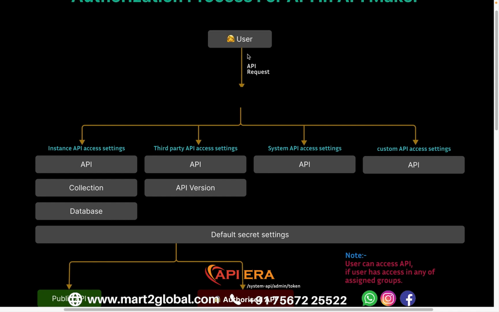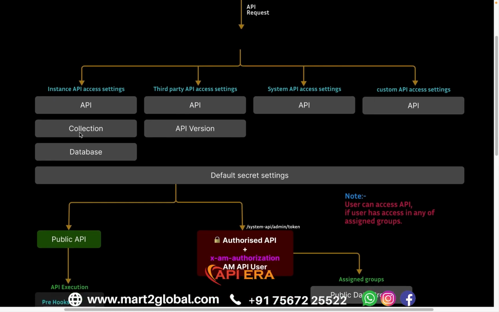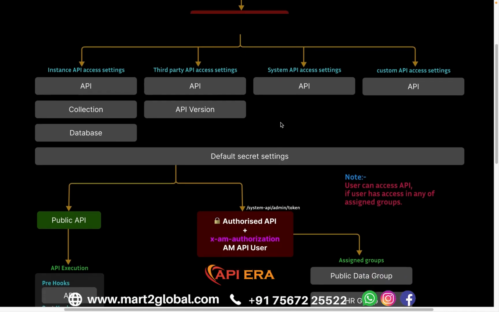Let's say one user is requesting one API, and the instance will receive that call. After that, based on the API category, it can select its specific settings. We can define authorization settings at API level, connection level, or database level, and if not provided at any of these levels, it will pick up from the default secret level. Same as for third party, we can provide those authorization related settings on API level or API version level. For system API and custom API, we can provide them on API level.